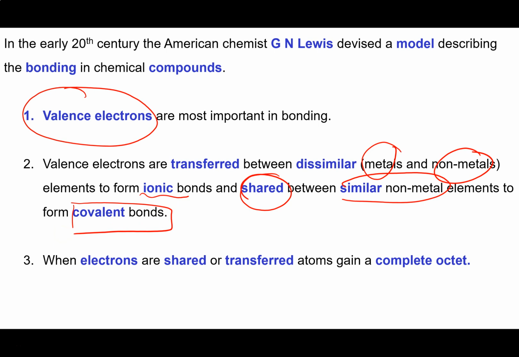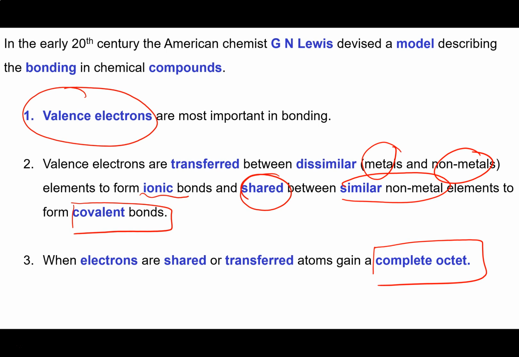Now, whether atoms either share or transfer electrons, the net result is that the atoms will continue to share or transfer electrons until they obtain a stable, unreactive electron configuration, which we describe as being a complete octet. That is, they're going to either share or transfer electrons until they obtain a stable noble gas electron configuration.